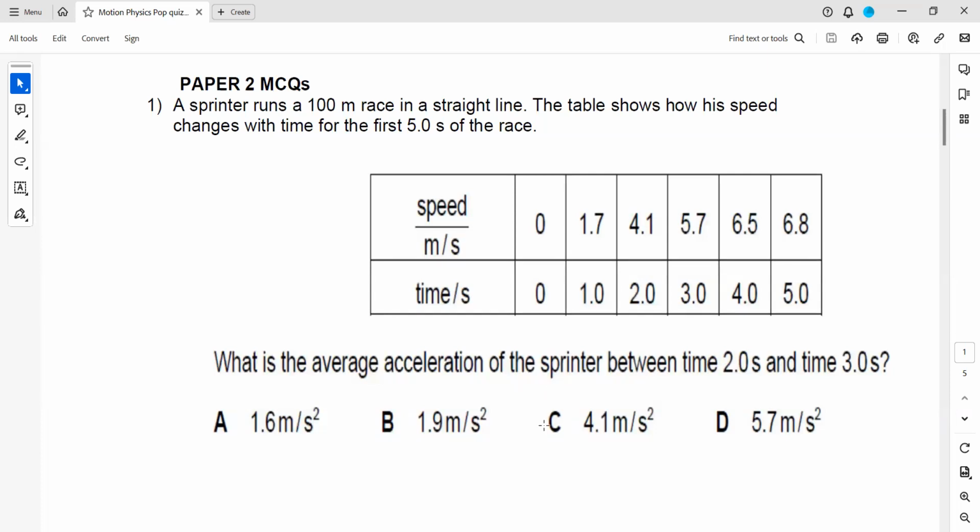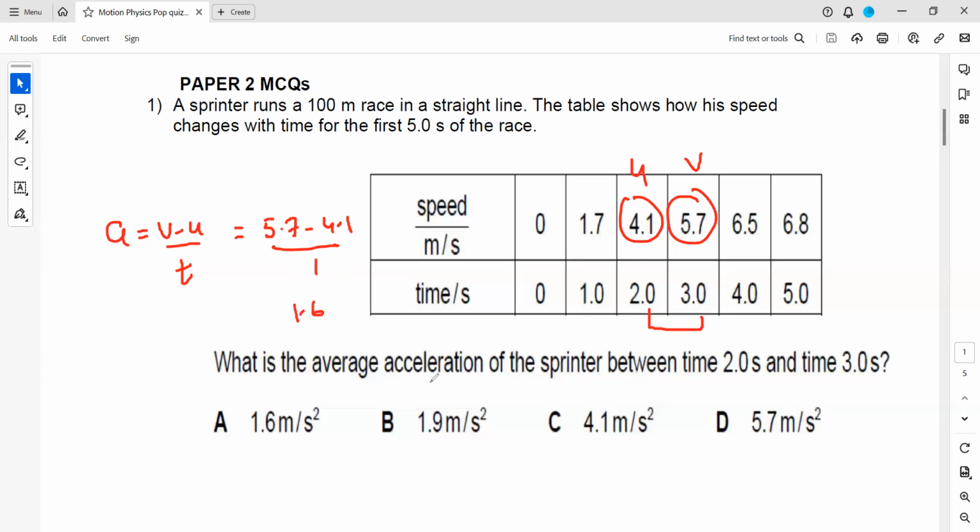What is the average acceleration between 2 and 3 seconds? So how do we work out an acceleration? Acceleration is the change in velocity divided by time. Between 2 and 3 seconds, the final speed is 5.7 and the starting speed is 4.1. The time interval is 1 second. So 5.7 minus 4.1 divided by 1 equals 1.6 meters per second squared. So A will be the right answer for this.